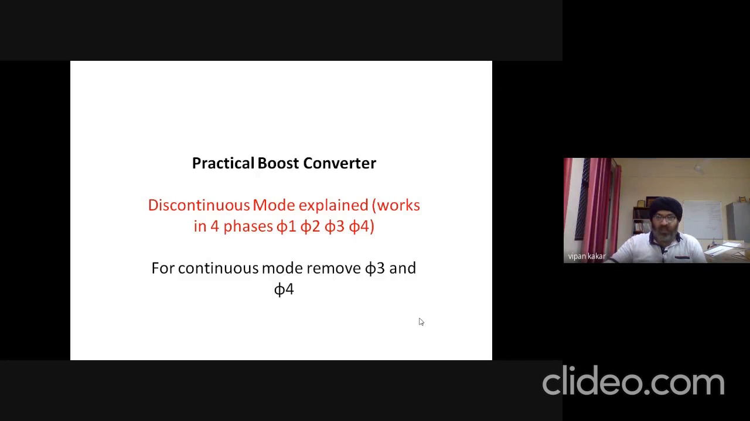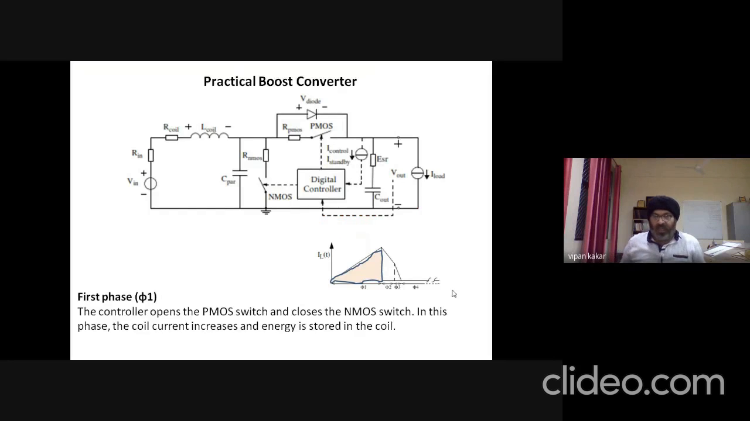So this is the third aspect. The same practical analysis can be used for discontinuous mode as well as continuous mode. For continuous mode, as we did in the buck converter, phase 3 and phase 4 must be removed. So if we know discontinuous mode, we can just remove phase 3 and phase 4, and we have continuous mode. Straightforward. Okay, so just practical aspects, after this qualitative and mathematical analysis.